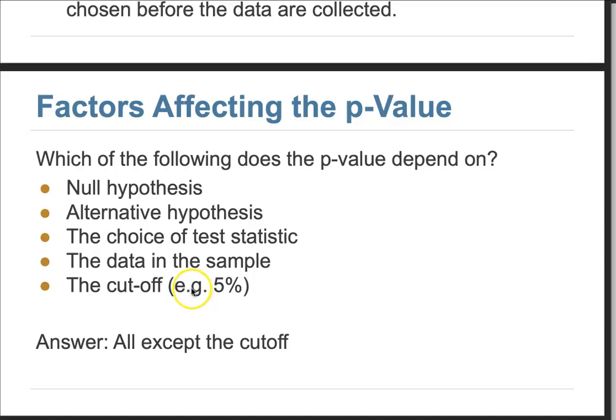Like we said earlier, the cutoff is decided before we do the testing, how much we can accept. This value only decides whether we reject or accept the hypothesis according to where the p-value falls. But the cutoff does not affect the p-value result. This one is very important, so I want you to make sure you pay attention.